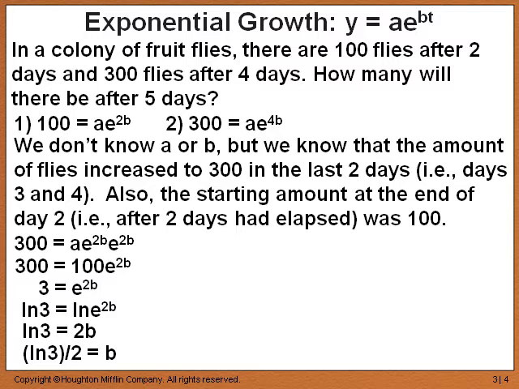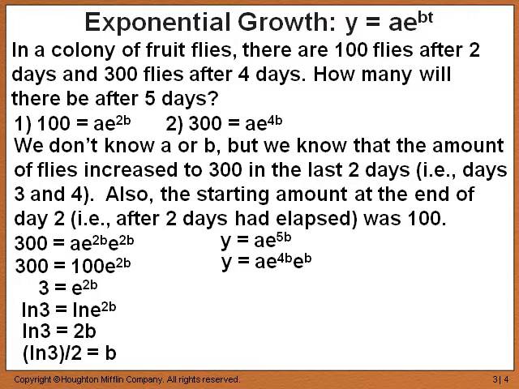Alright, now that we found b, we need to find the final amount, because that is what the problem asks us for, the final amount after 5 days. So we're going to use this equation: y equals ae to the 5b. We put 5 in for t because it's 5 days. We want to know what y is, the final amount. And once again, we don't actually need to know a. There's a way we can solve for y without even finding a. So let me show you that.